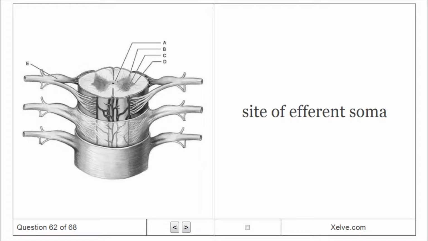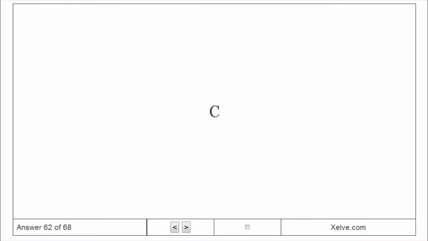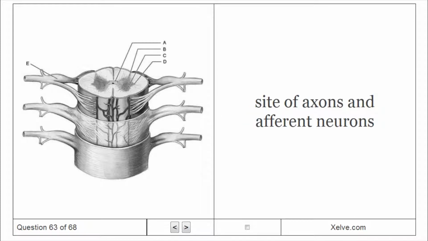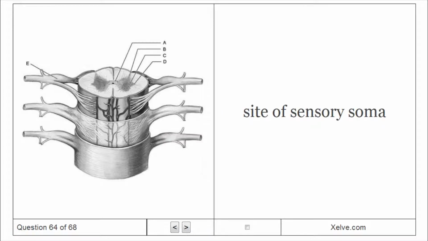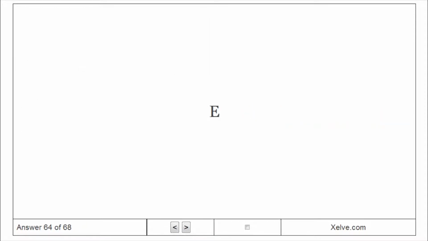Site of efferent soma. C. Site of axons and afferent neurons. B. Site of sensory soma. E.